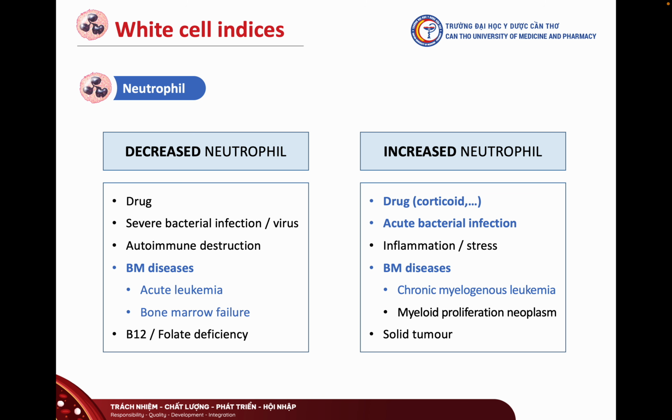Corticosteroid use can lead to the demargination of the neutrophils, so you will see an elevated count. Again, bone marrow disorders are also important, especially chronic myelogenous leukemia or other myeloproliferative neoplasms. And finally, some solid tumors can also produce cytokines that lead to secondary neutrophilia.